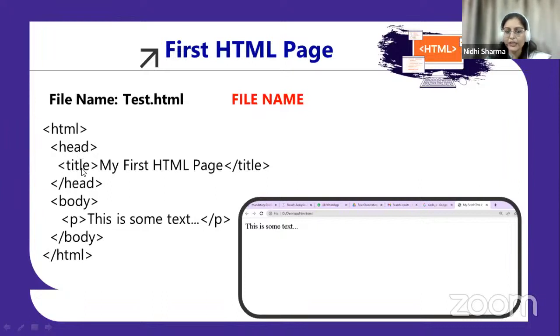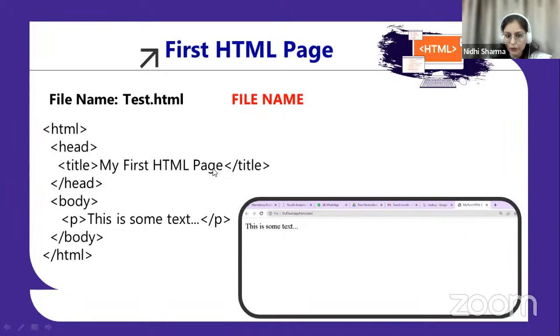The head section contains the title. As the title comes under head, that is why it is a little indented. I have given the title as my first web page. The title given here will be shown in the title bar. Can you see the title bar of my web page over here? It's written my first HTML page.